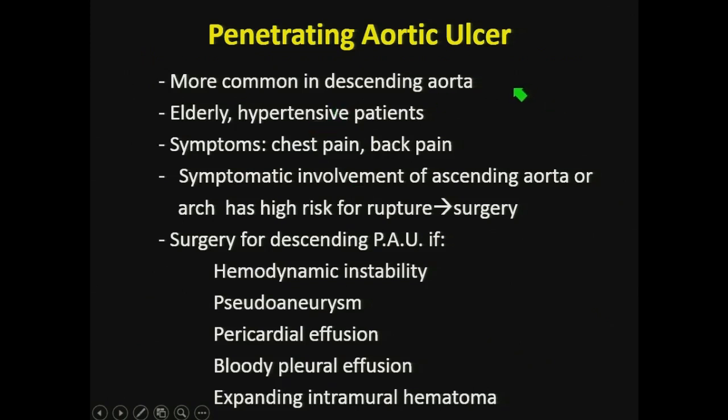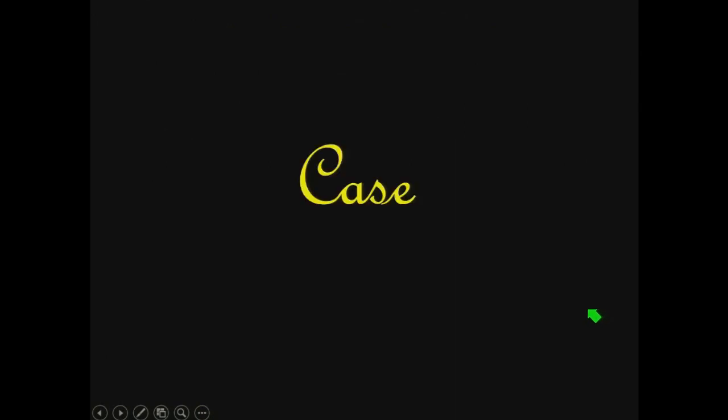For some reason, I have not seen a case in the ascending aorta, but I guess they could occur. They are more common in the descending aorta. Patients usually have a hypertension history, and are sometimes asymptomatic, sometimes with chest pain or back pain. If it involves the ascending aorta, that's much worse than, relatively speaking, the descending aorta. Surgery is indicated if there is hemodynamic instability, a tendency to form a pseudoaneurysm, pericardial effusion or pleural effusion, or if it continues to progress and become bigger.